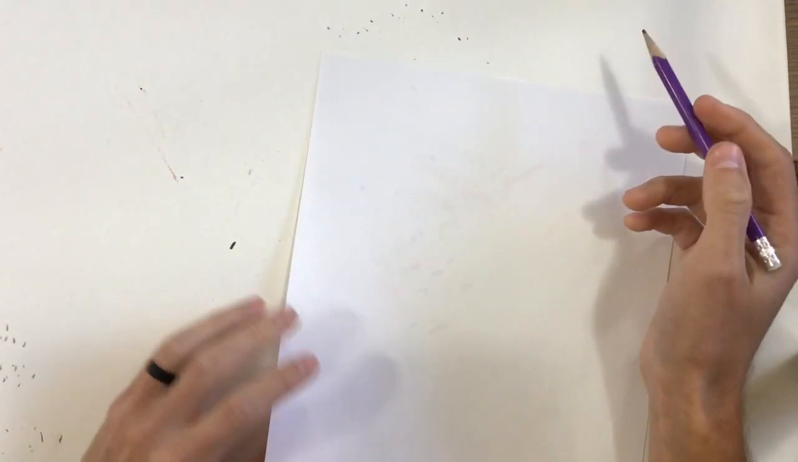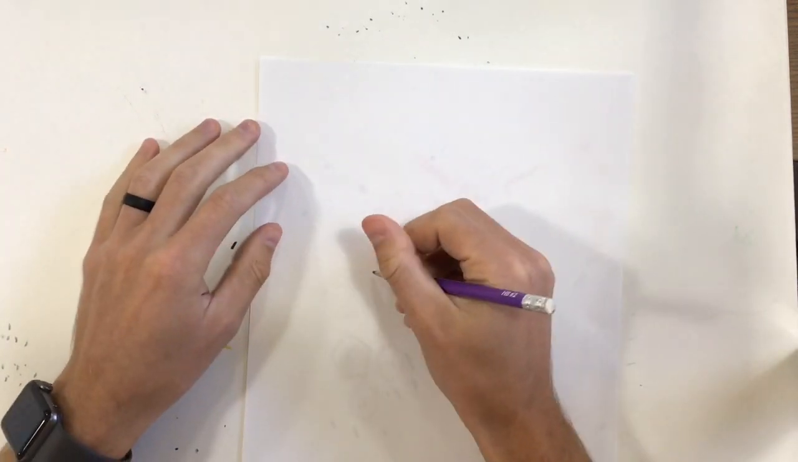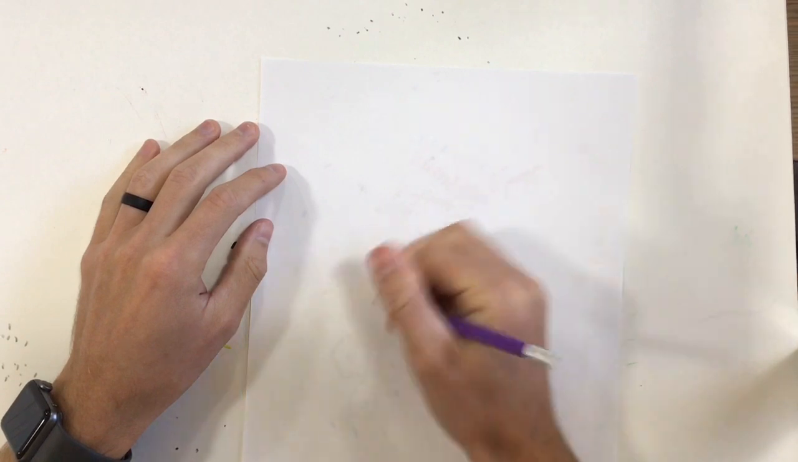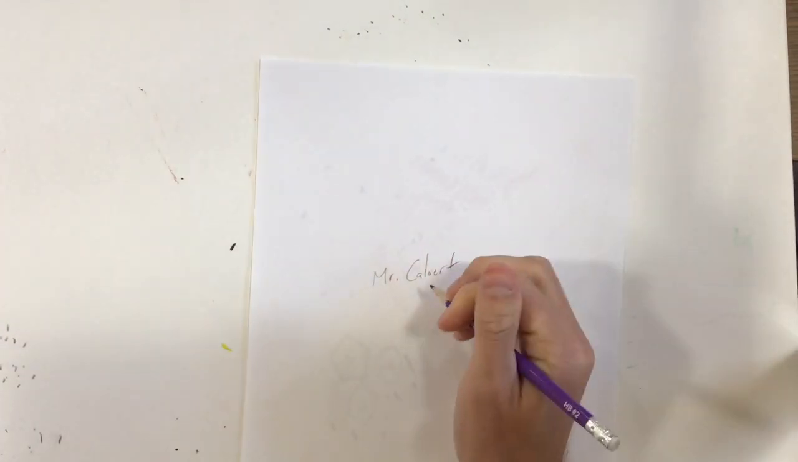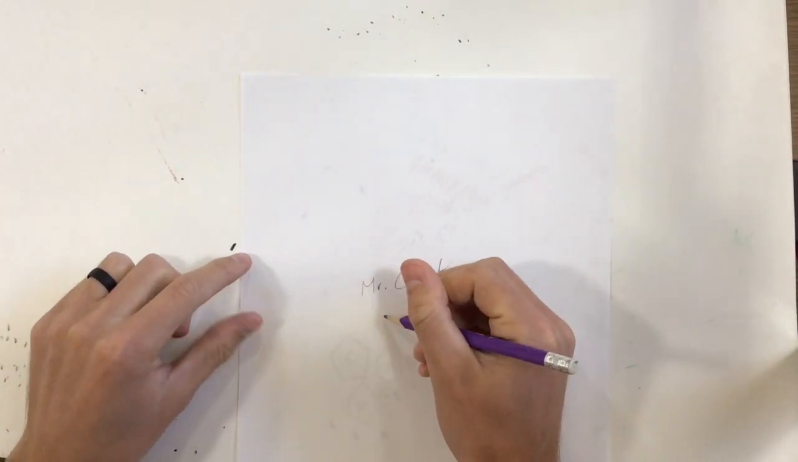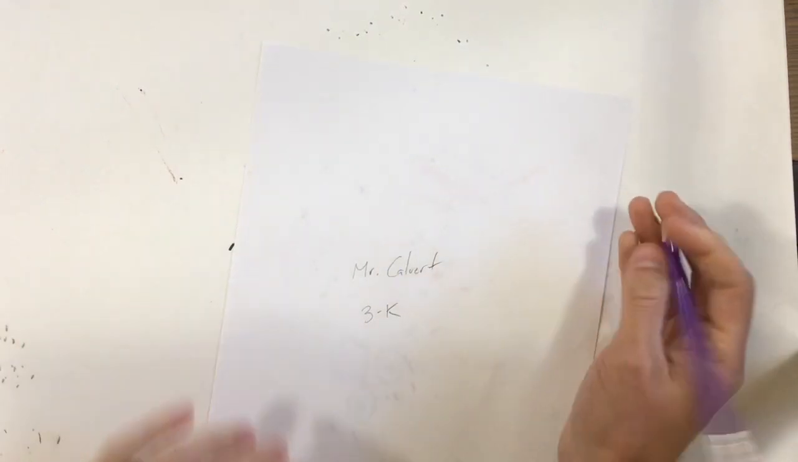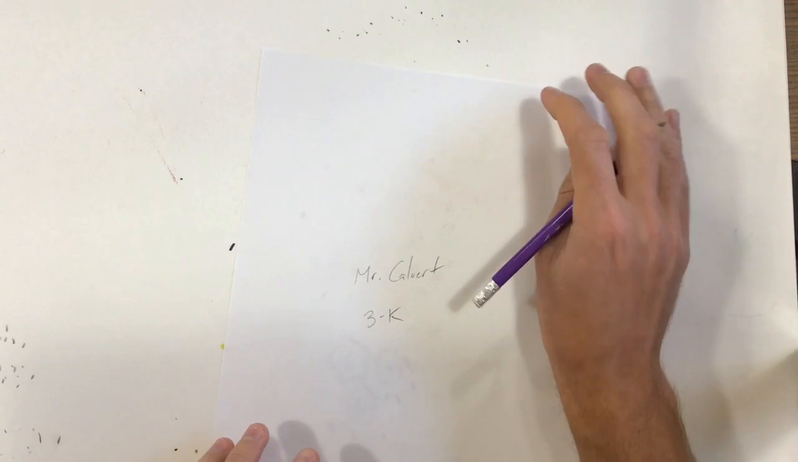Hey guys, today you are going to get a white sheet of paper, and that should be all you need from your teacher. So you're going to put your name on the back, Mr. Calvert. Okay. Put your class code. Like if you're in third grade, Mrs. Kelleher's class, you're going to put a 3K. Okay. Just get that written down so we know who's in which class.